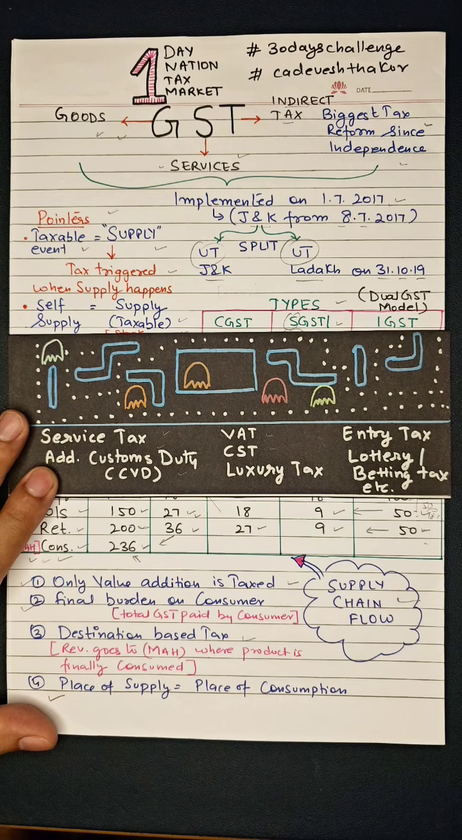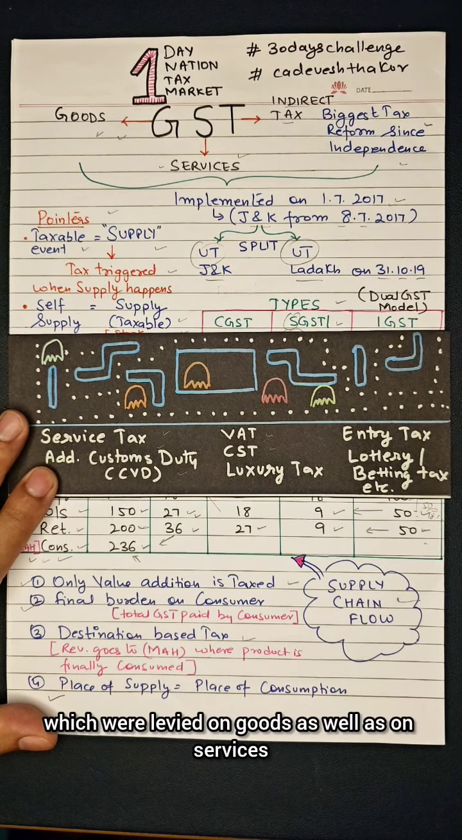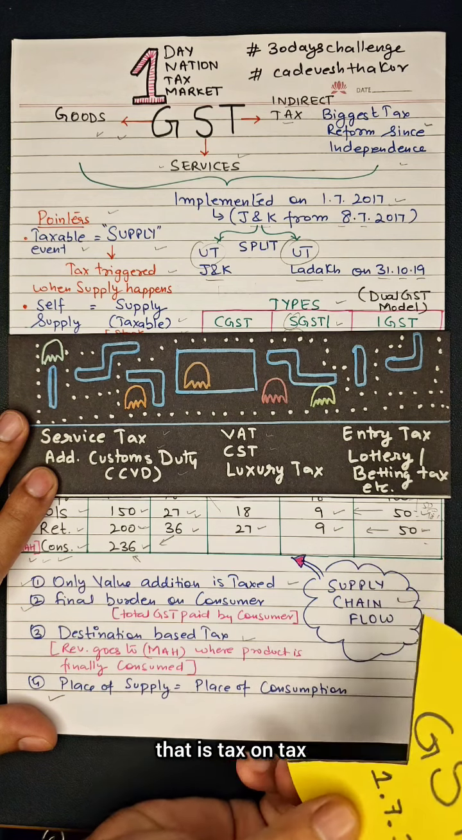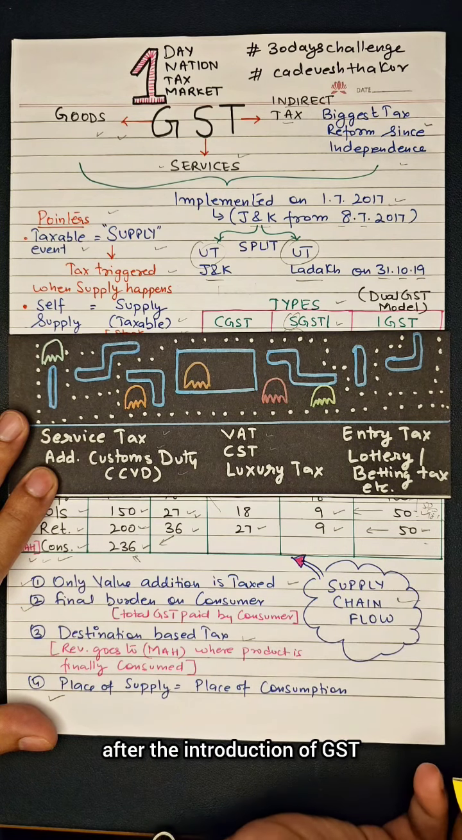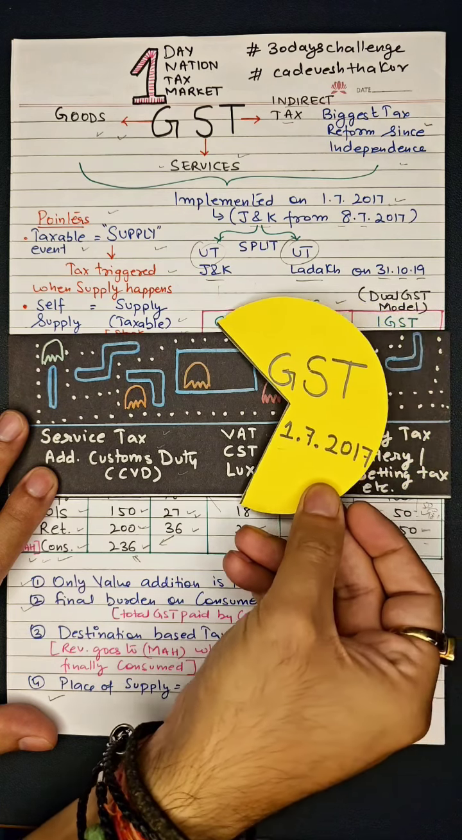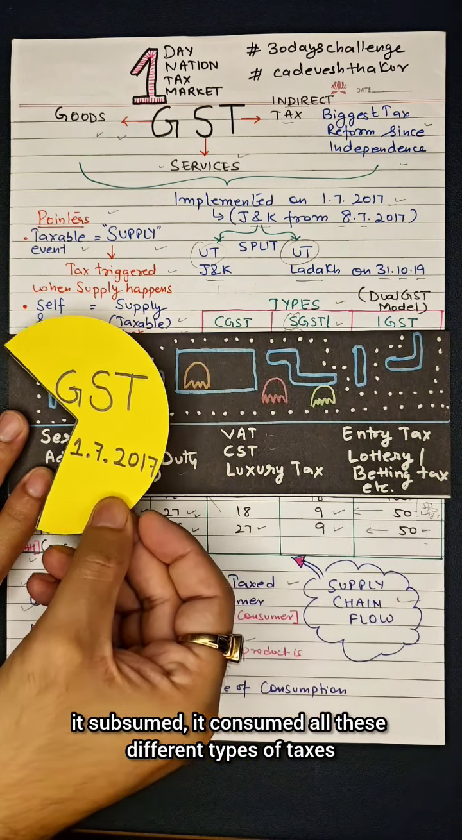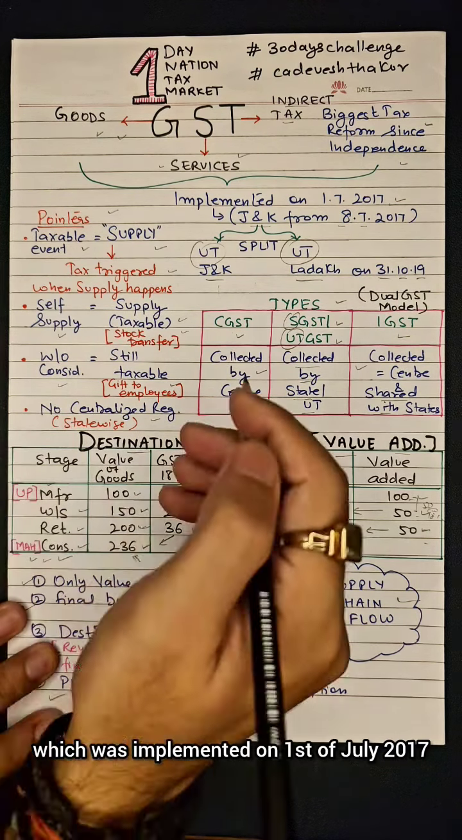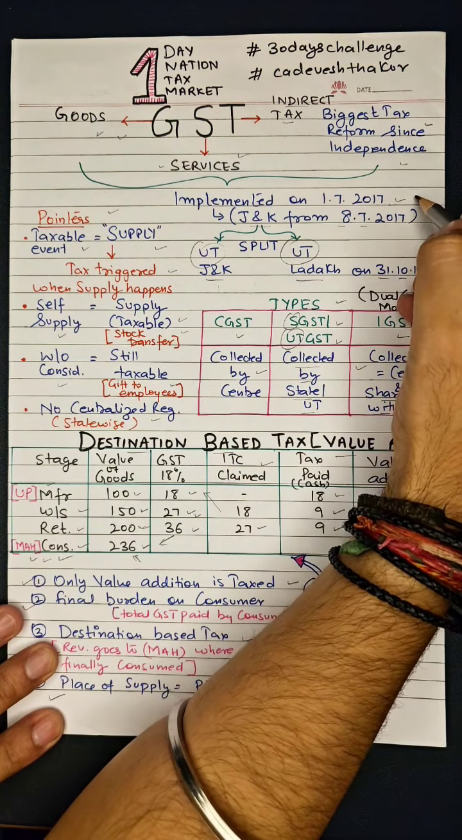Before 1st July 2017, there were many taxes which were levied on goods as well as on services. There was a cascading effect, that is, tax on tax. So after the introduction of GST, which came on 1st July 2017, it consumed all these different types of taxes. Goods and Services Tax was implemented on 1st of July 2017.